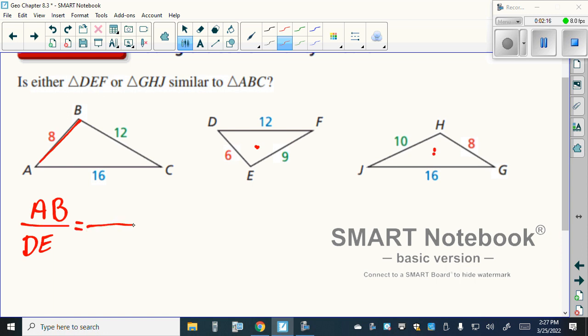And what we're saying here is AB, which is 8, is going to be over 6. And now we will reduce the fraction down so that we can make sure that the side lengths are comparing to be the same. This will reduce to 4/3.